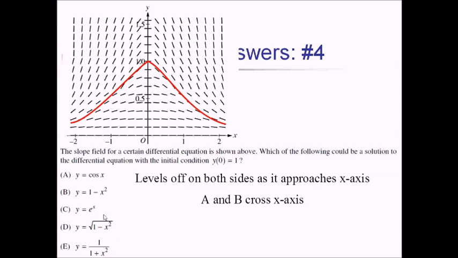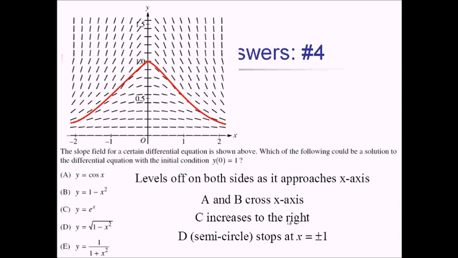However, we know that this exponential function increases as we go to the right, whereas this function we graphed up here is decreasing. This next one, square root of 1 minus x squared, you might recognize this as a semicircle with a radius of 1, which means that this semicircle is going to stop at plus or minus 1. This graph clearly does not stop. It should look something like this and just kind of go straight down as you approach 1. So by process of elimination then, it's going to be 1 over 1 plus x squared.